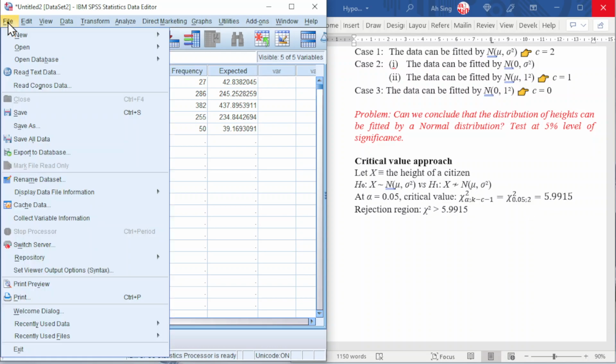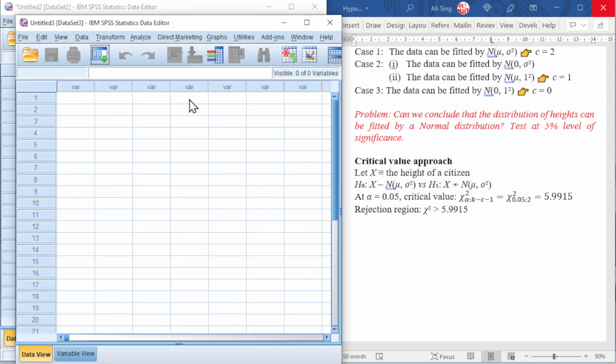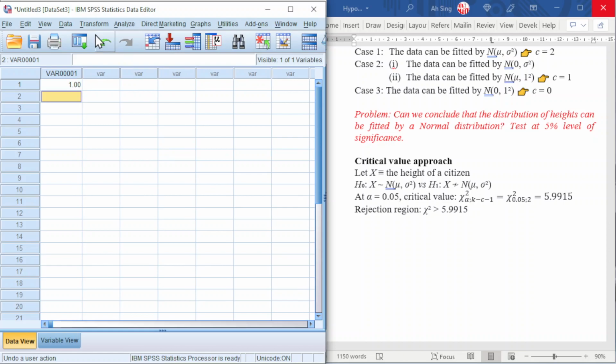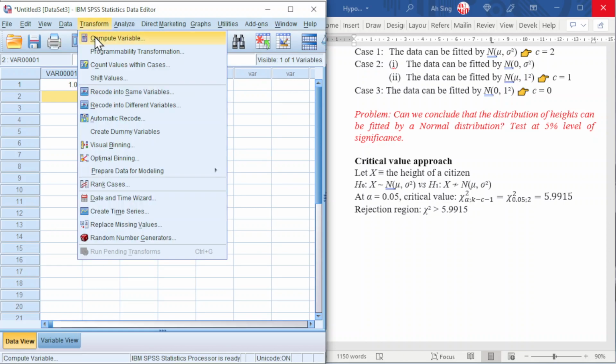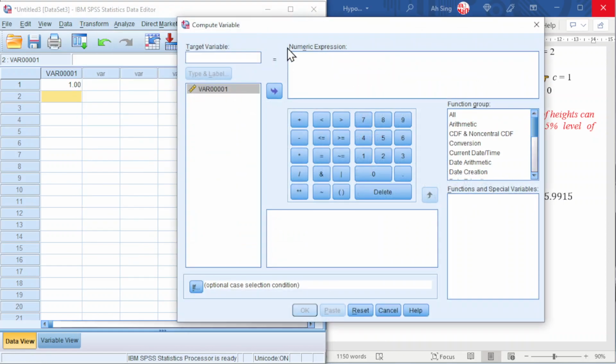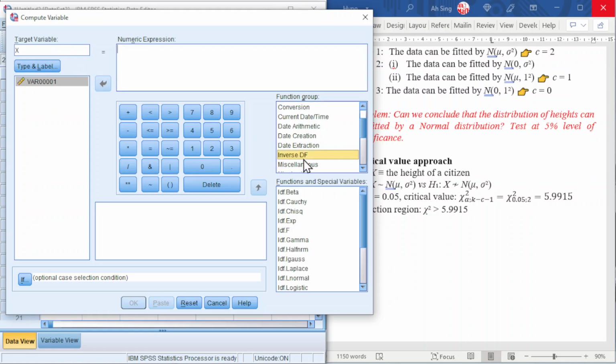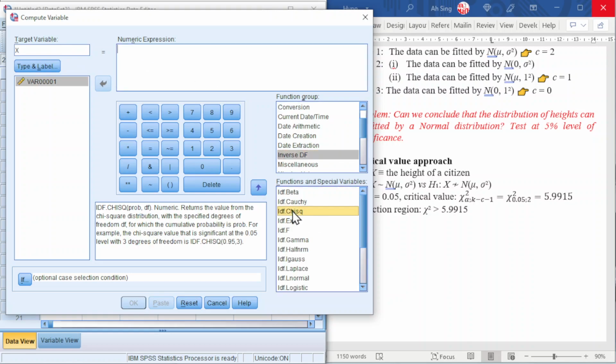Make use of a new data book. Make sure the data field is not empty, simply type any value. Proceed to transform. Click on compute variable, target variable, simply type a letter, numeric expression, we want the inverse DF. Look for chi-square distribution. The first question mark is the probability.